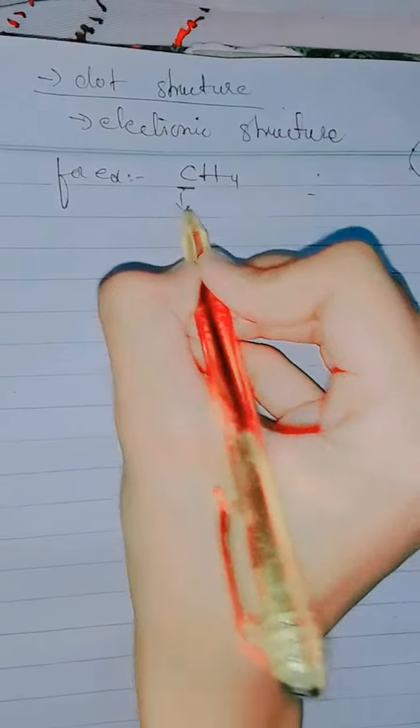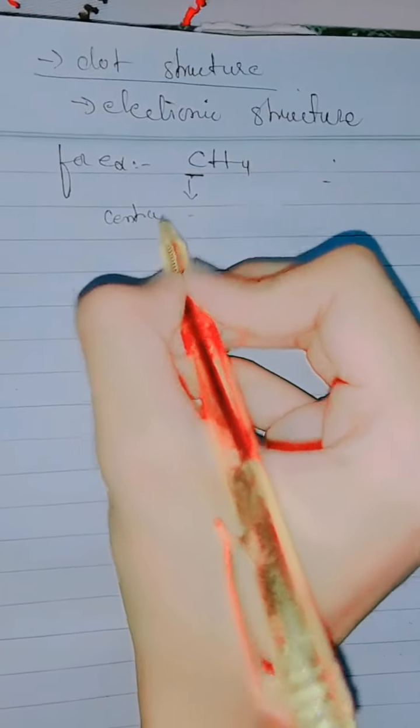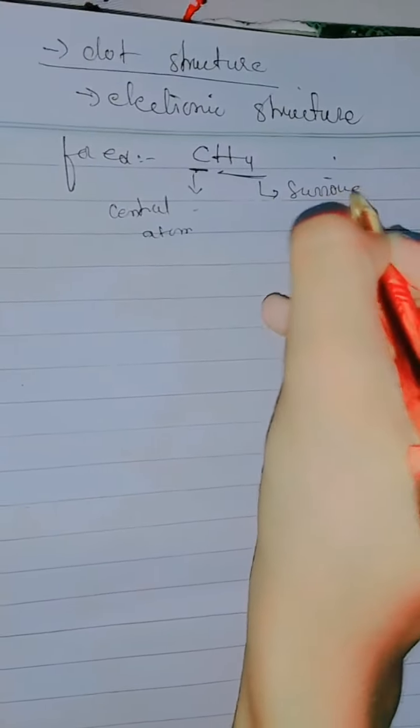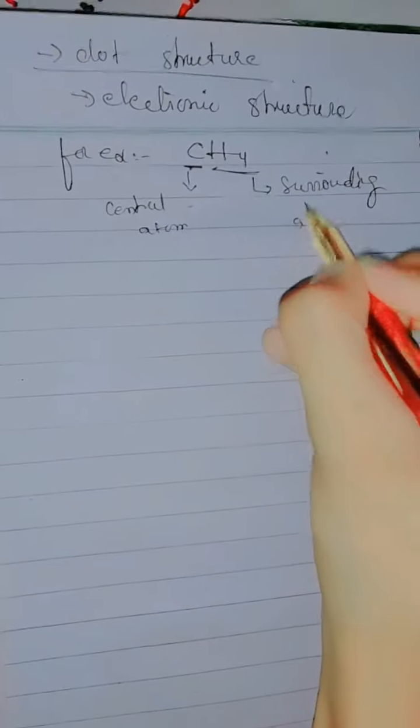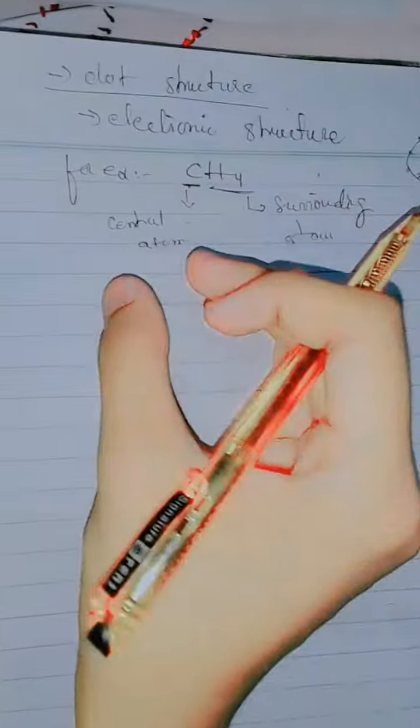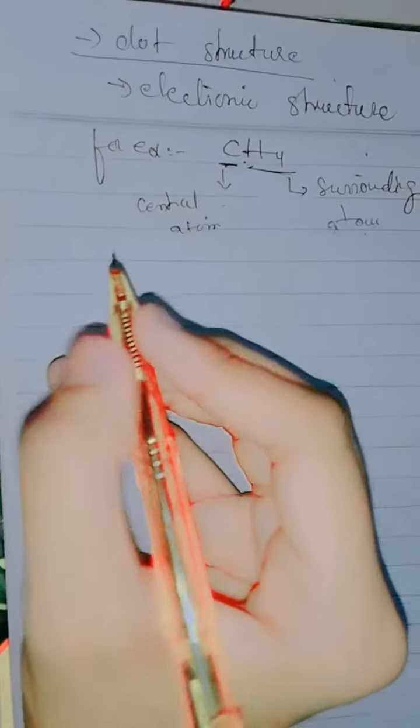Now in CH4, C is basically the central atom and H4 is the surrounding atom. First of all, you have to identify which is the central atom and which is the surrounding atom. Now C is the central atom, and H4 is the surrounding atom.